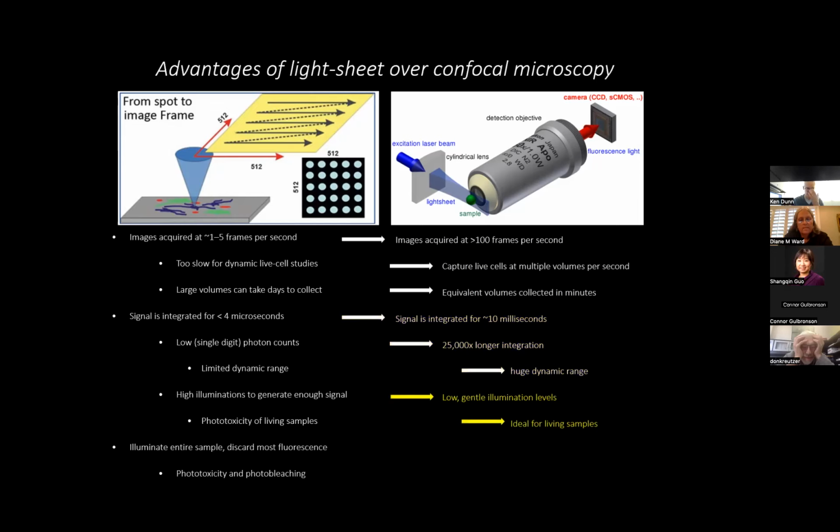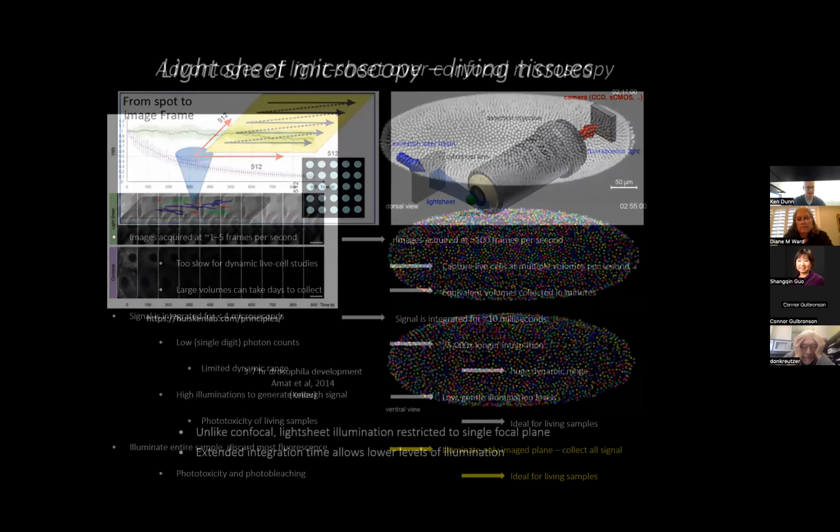It also means that you don't have to illuminate at such high levels. You can have much lower levels of illumination, trading off that speed, if you will, and that is ideal for living samples. And since you're illuminating only the image plane, you're collecting all the signal. Again, you're not inducing a lot of out of focus bleaching, and you're not wasting a lot of fluorescence.